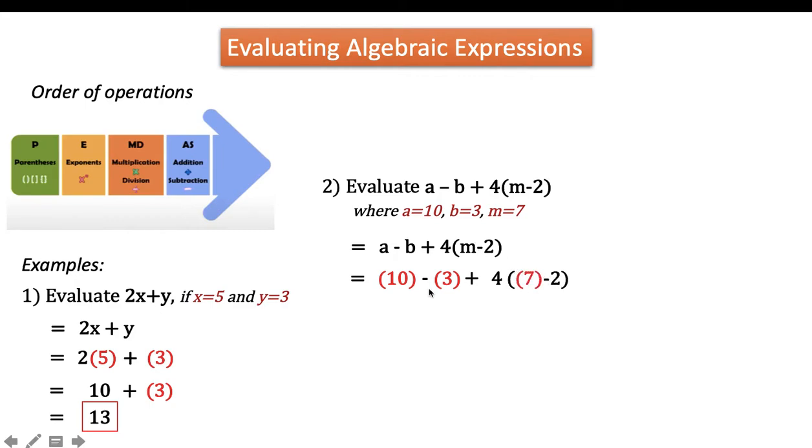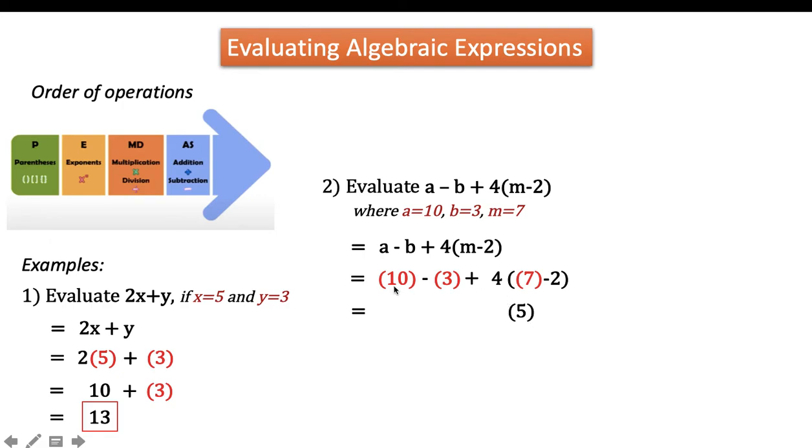Now, let us examine the given algebraic expression after replacing its values. The operations that we have are minus, plus, times, and a parenthesis. Which one are we going to perform first? It is the parenthesis. Since inside the parenthesis there is an operation which is subtraction, we will do first 7 minus 2. So 7 minus 2, that is 5.